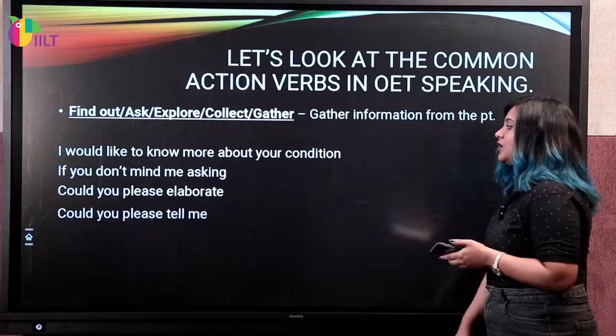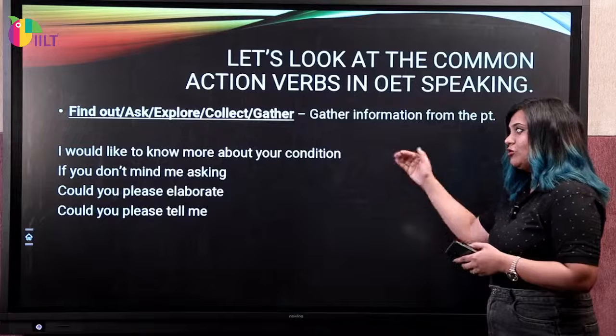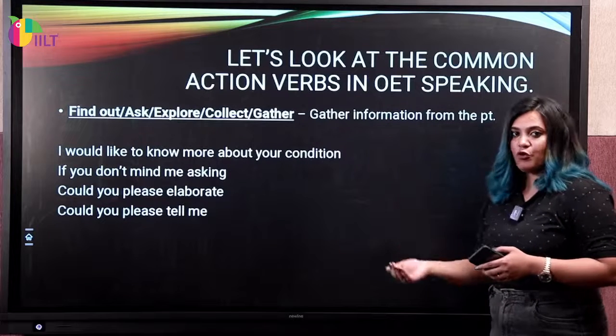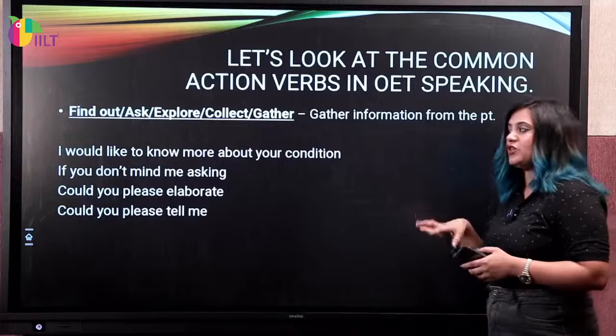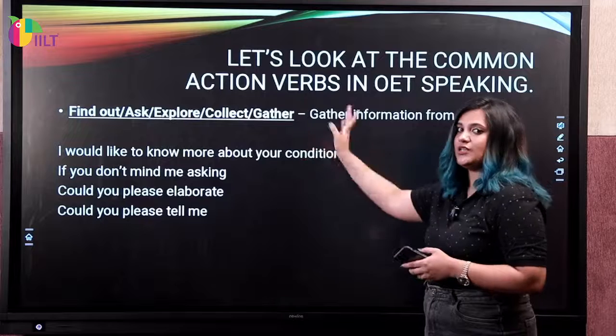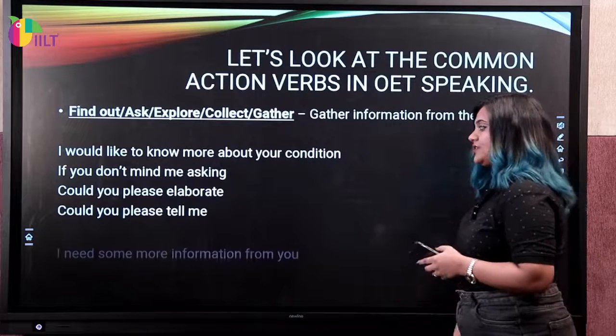Next one, "Could you please tell me?" Okay, these are different ways of doing it. All these statements indicate the same thing but in different formats. The structural formation is different, but if your action word is any of these, then these are the perfect opening statements that you can use. Okay, let's see the next one.